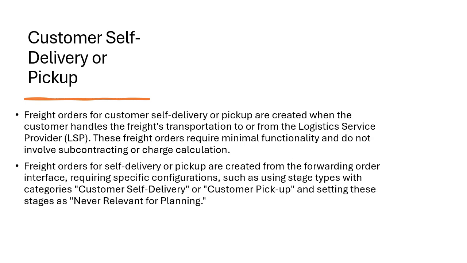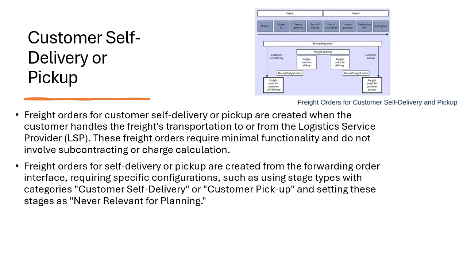So next is the customer self-delivery and pickup process, which allows customers to either deliver goods themselves or pick them up from a specific location. These non-transport stages are part of the overall logistics chain, which enable more flexible and customer-centric logistics solutions. These stages can be represented as part of the fleet order management system. And next is the fleet orders for customer self-delivery and pickup.